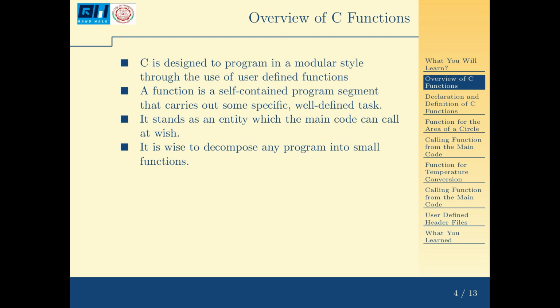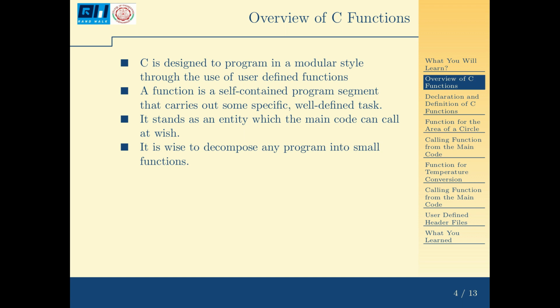So what you have to see in the main program is a main function calling, say, 4 or 5 functions. And those 4 or 5 functions may be calling several other 4 or 5 functions. Those may be calling another set of 4 or 5 functions. So we have to program C in a very modular fashion.